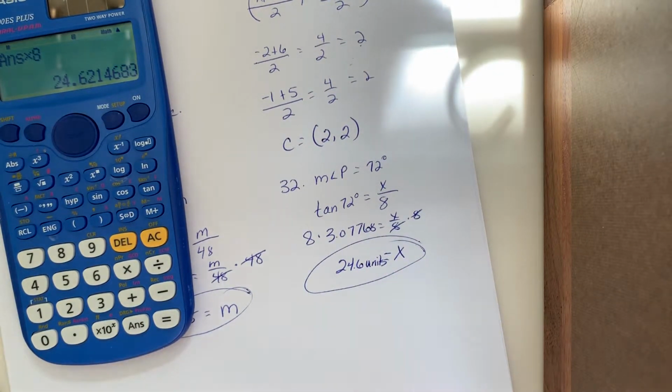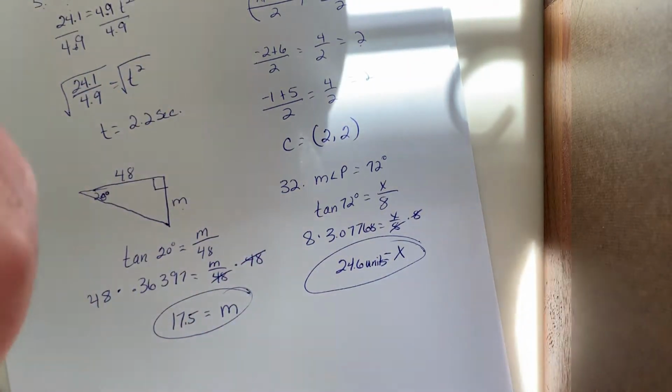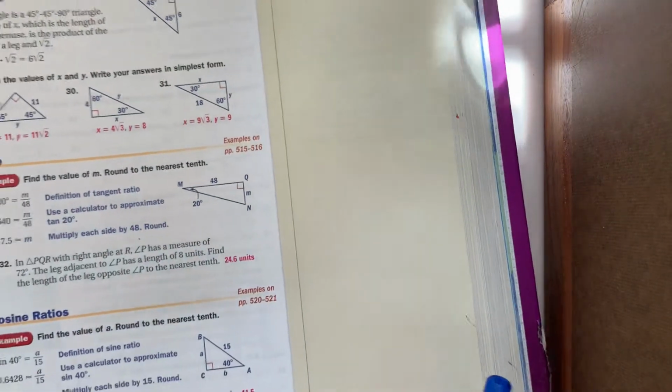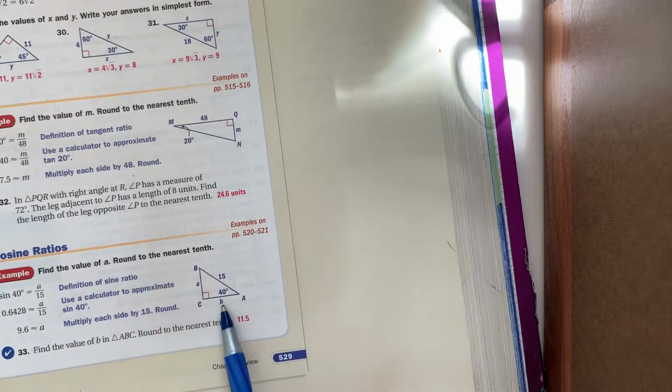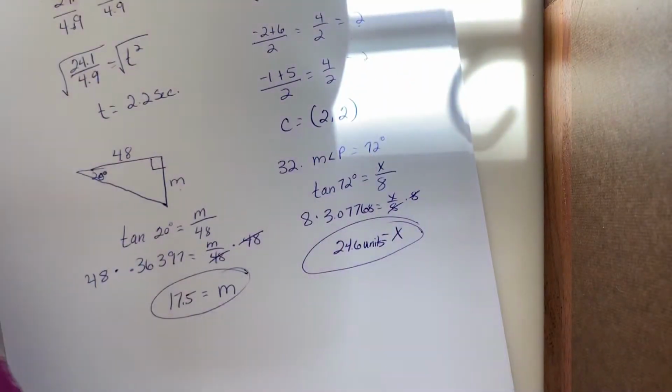Number 33, this is an example of sine or cosine. It says find the value of b in triangle ABC, round to the nearest tenth. I'm going to have to show you a picture of that, so let me move my book over here. And because it's the teacher's book, you're also going to see the answer, but this is the problem we're working. We're going to find the value of b in triangle ABC. We know this one, and we know the hypotenuse. So this is adjacent over hypotenuse. That's going to be cosine, because remember cosine equals adjacent over hypotenuse.